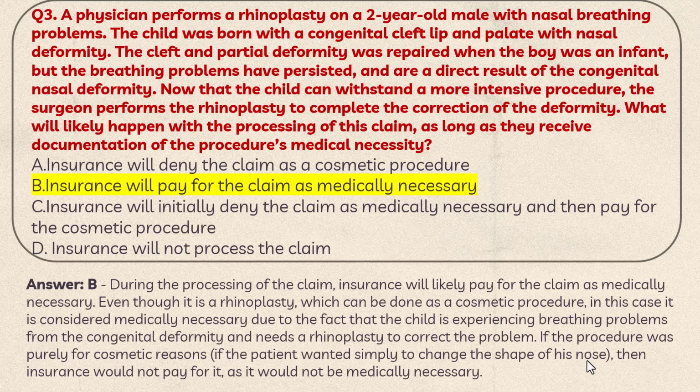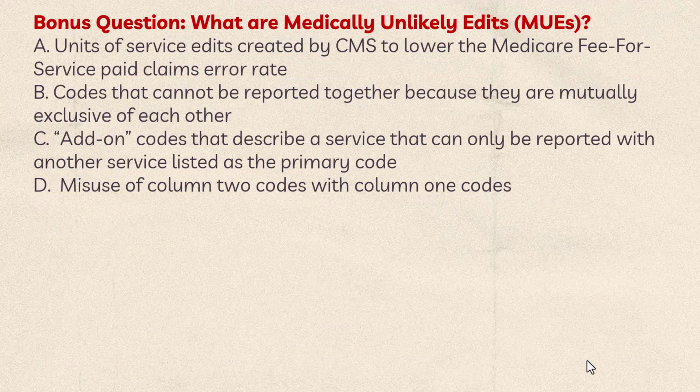So there are 3 questions in the compliance and regulatory chapter. Let's have a bonus question. What are medically unlikely edits, MUEs? A. Units of service edits created by CMS to lower the Medicare fee for service paid claims error rate. B. Codes that cannot be reported together because they are mutually exclusive of each other. C. Added codes that describe a service that can only be reported with another service listed as the primary code. D. Misuse of column 2 codes with column 1 codes.